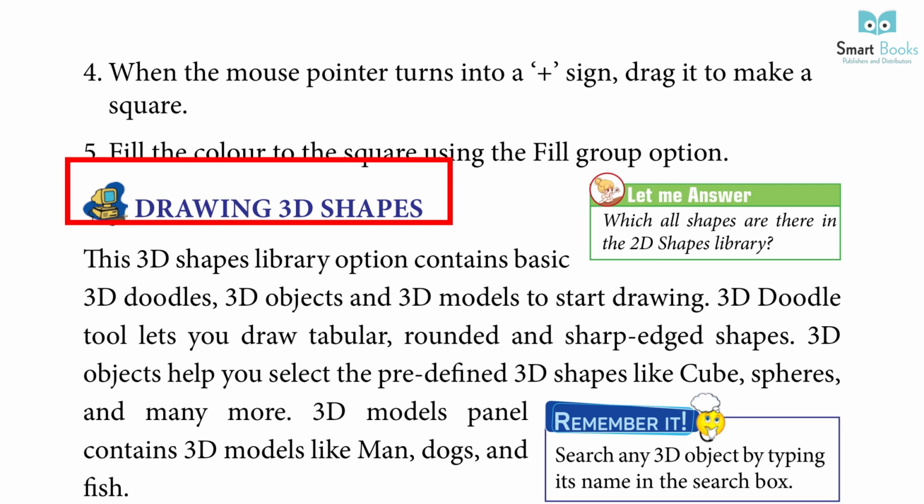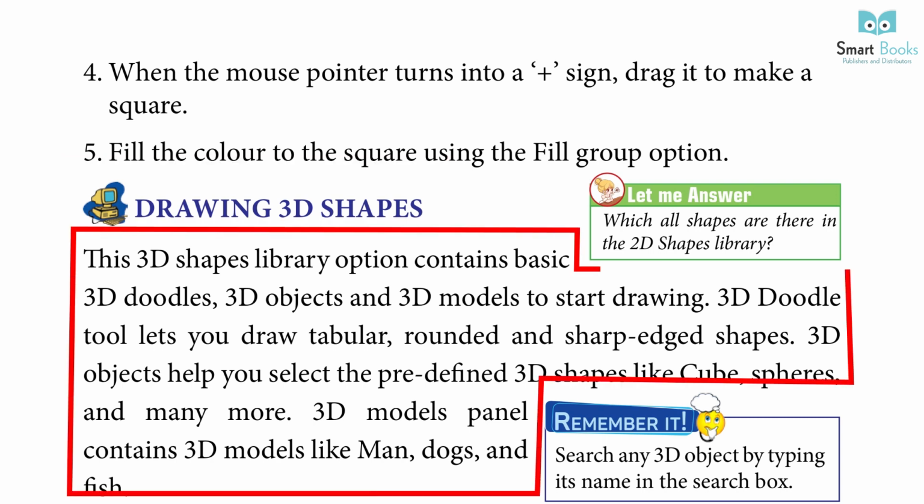Drawing 3D shapes. The 3D shapes library option contains basic 3D doodles, 3D objects and 3D models to start drawing. The 3D doodle tool lets you draw tubular, rounded and sharp edge shapes. 3D objects help you to select predefined 3D shapes like cube, spheres and many more. The 3D shapes panel contains 3D models like man, dogs and fish.